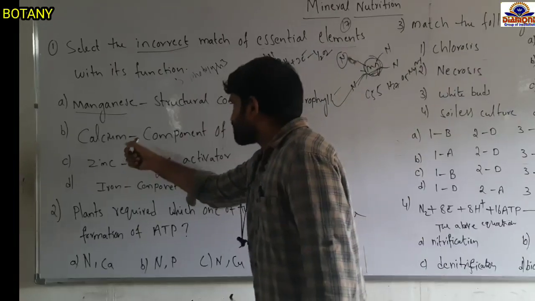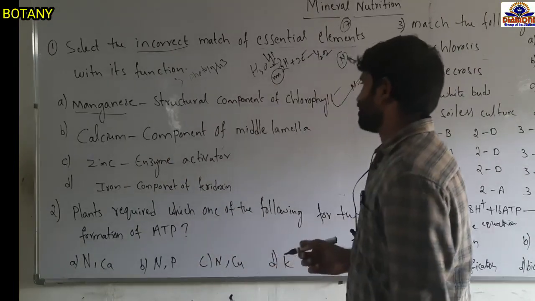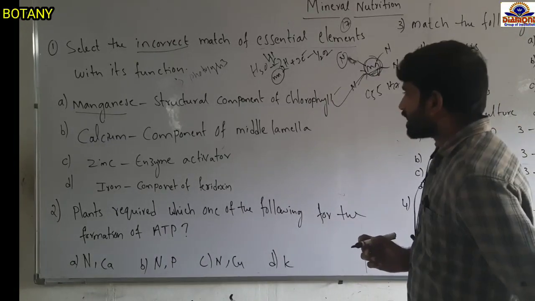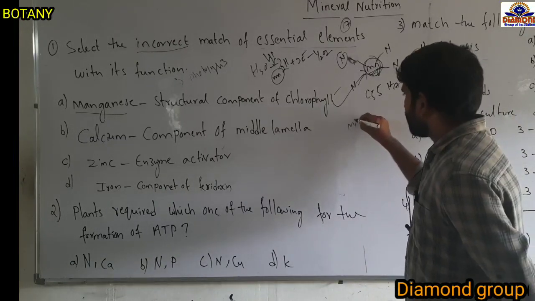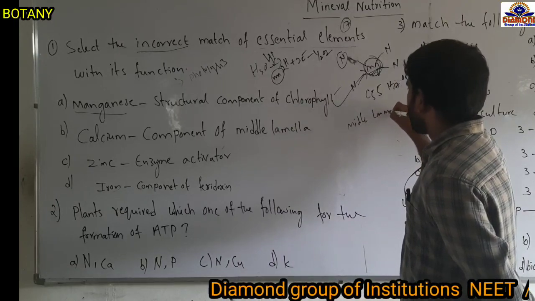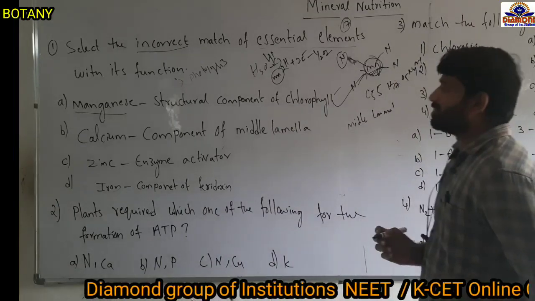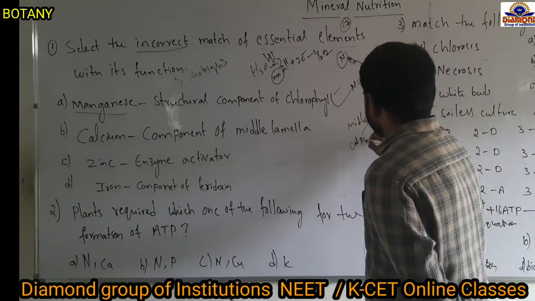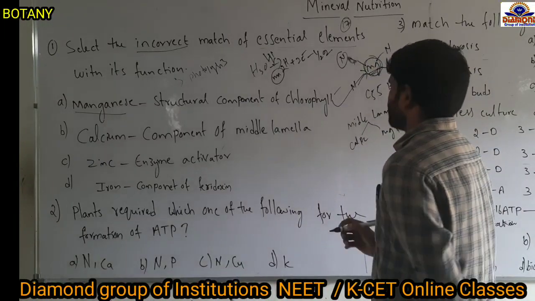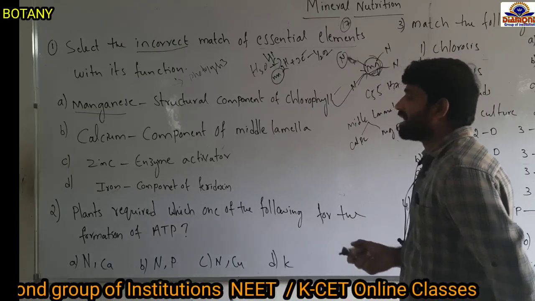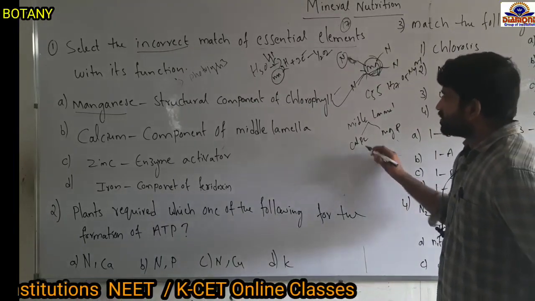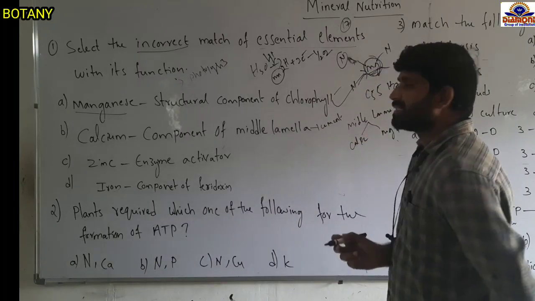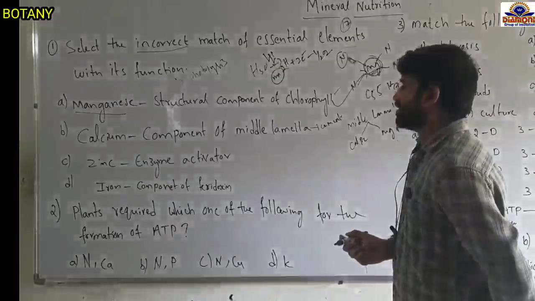And see now, calcium, component of middle lamella. When we see the plant cell wall, it contains a middle lamella, and the firstly formed cell wall is the middle lamella only. That middle lamella contains calcium pectate and magnesium pectate. The middle lamella in a cell wall acts as a cement-like structure in between the two cells.